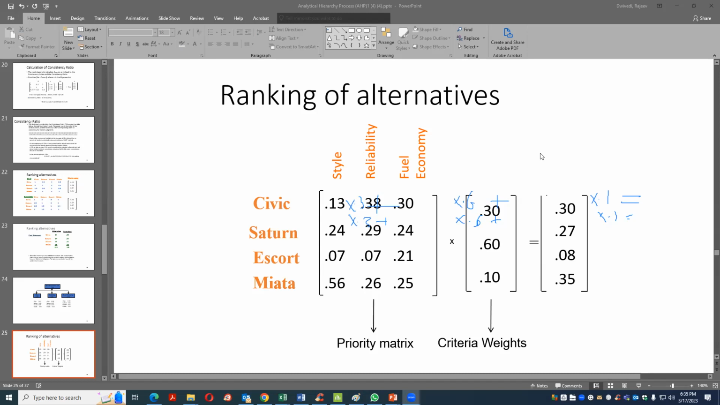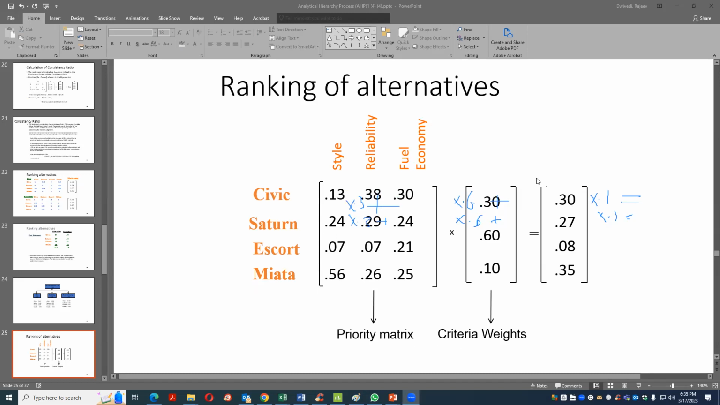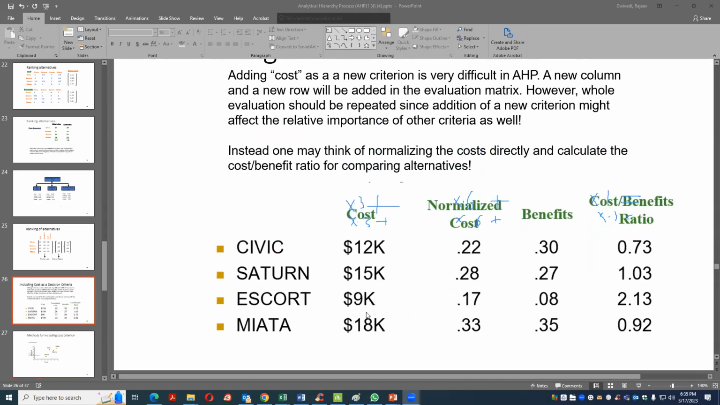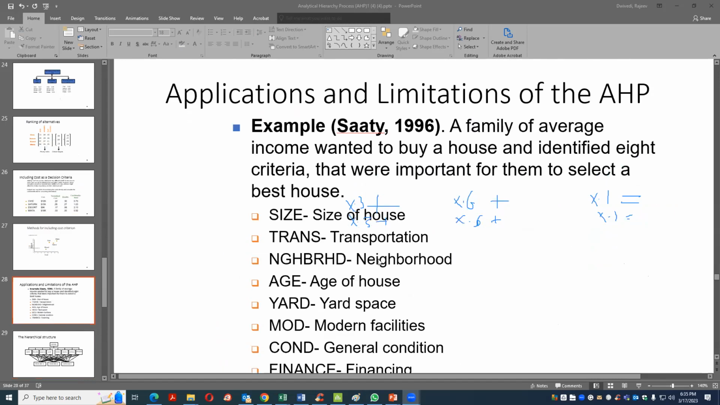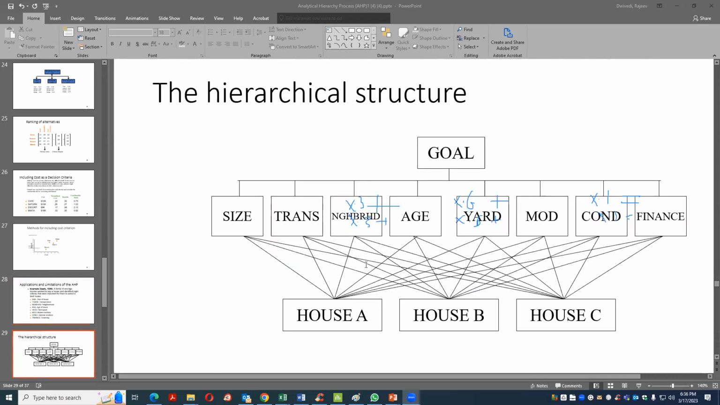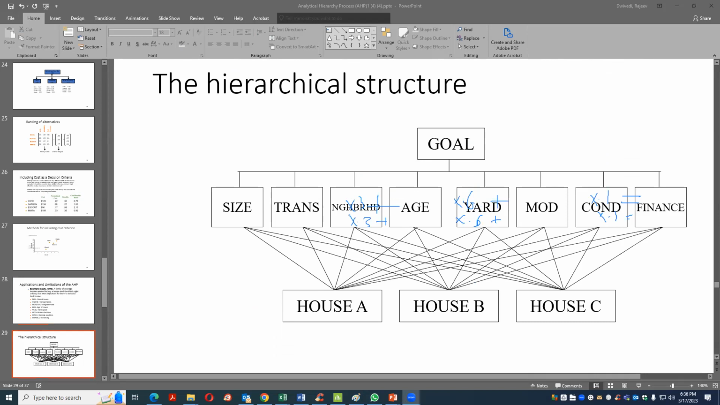So this is a very important method that is widely used in order to select the CEO of an organization, then go for the cost, and you can do the cost and other things. Now let's say this is one of the examples, given by Saaty, and these are the houses. So a family of average income wanted to buy a house and identified 8 criteria that were important: size, transportation, neighborhood. This was done by the author.